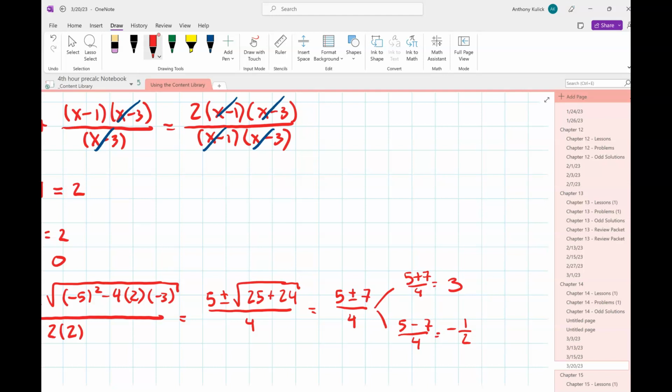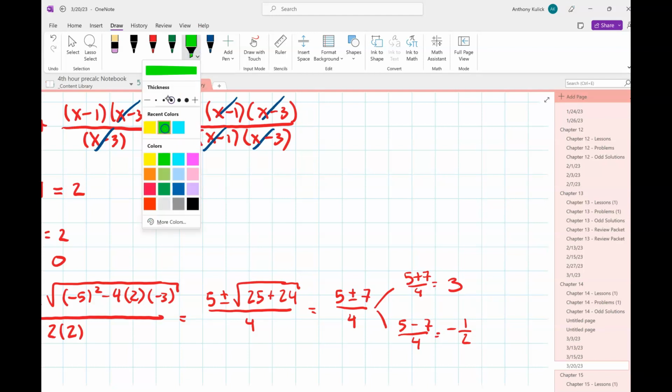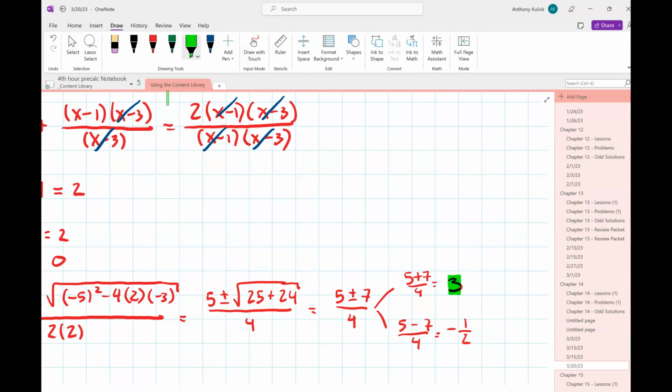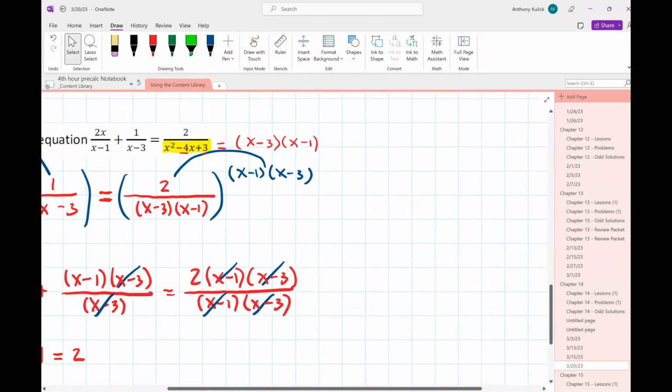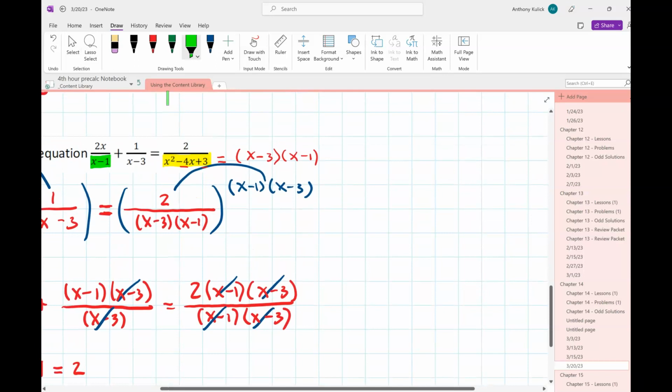Everybody okay here? Am I done? Are those my two answers? Nope. What do we still need to do? Gotta check. So I'm going to take my 3, go back to the original. If I plug 3 in here, does that give a 0 denominator? 3 minus 1, is that 0? No. If I plug it in here, do I get a 0 denominator? Yes, I do. As well as if I plugged it into that denominator, right?